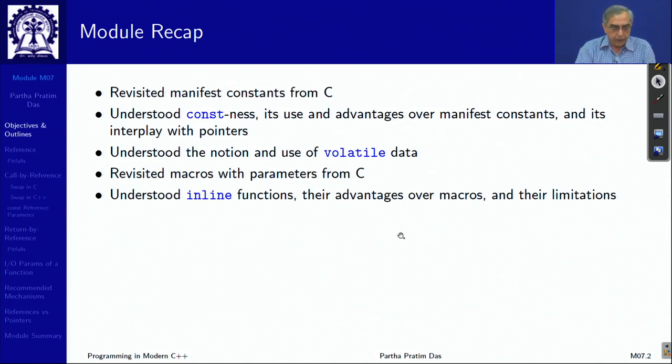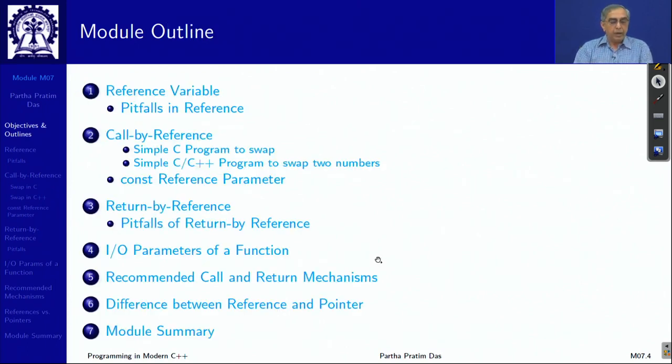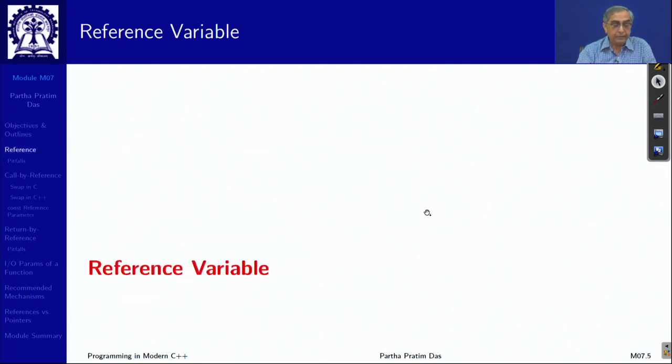Now, today we will discuss references, which is a very key idea in C++, which are similar to pointers, but are different from pointers. This is the module outline, as you can see on the left hand side all the time.